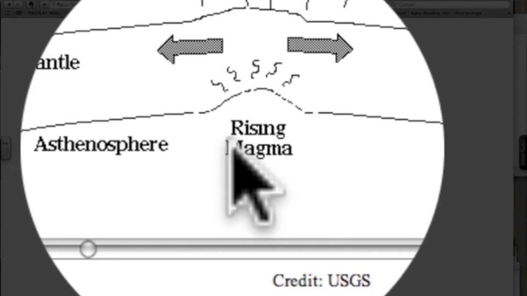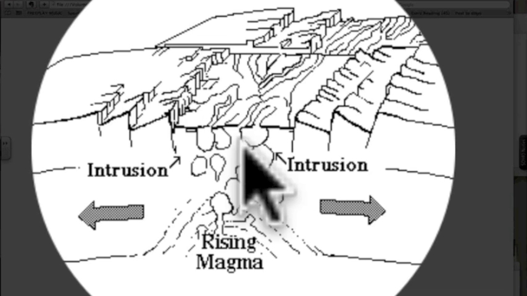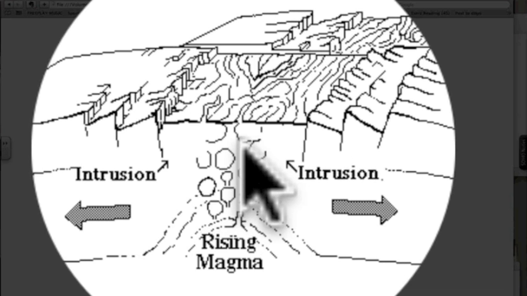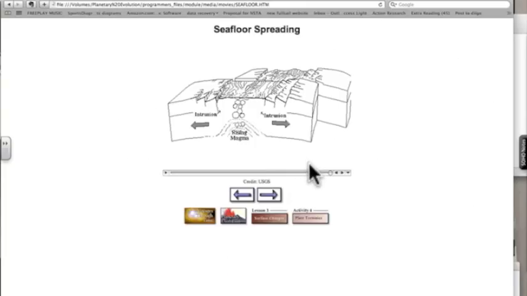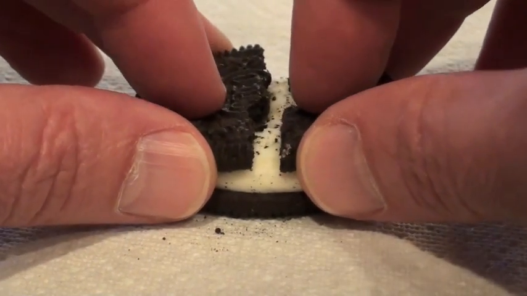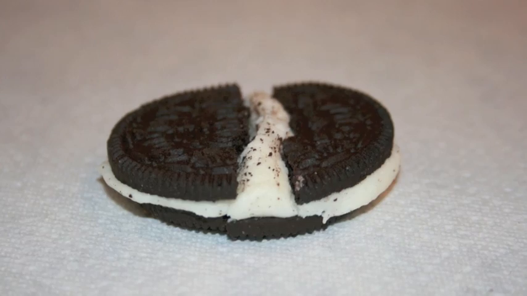Here's a short animation showing you seafloor spreading at divergent boundaries. Notice the rising magma filling the gap as these two plates move apart. In our cookie model, we see the creamy filling coming up between the two plates as they separate. The best part about the cookie analogy, I get to eat them.